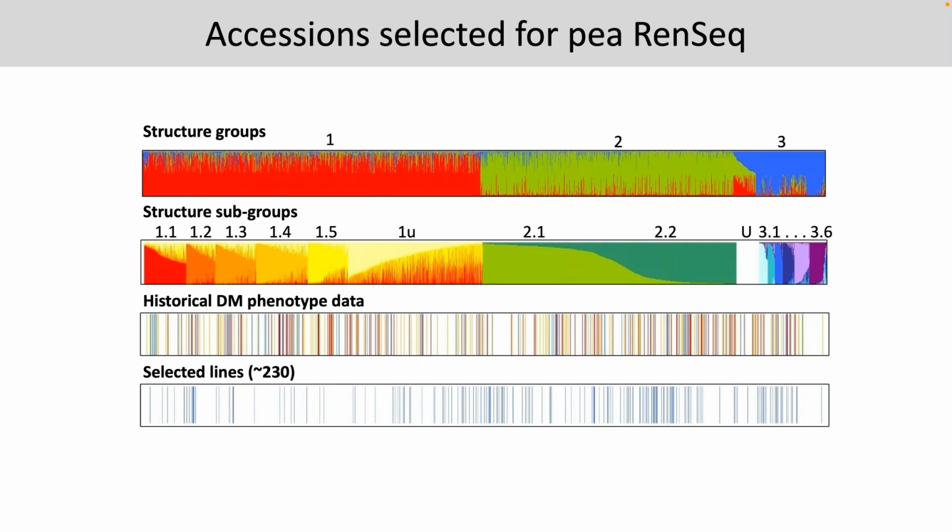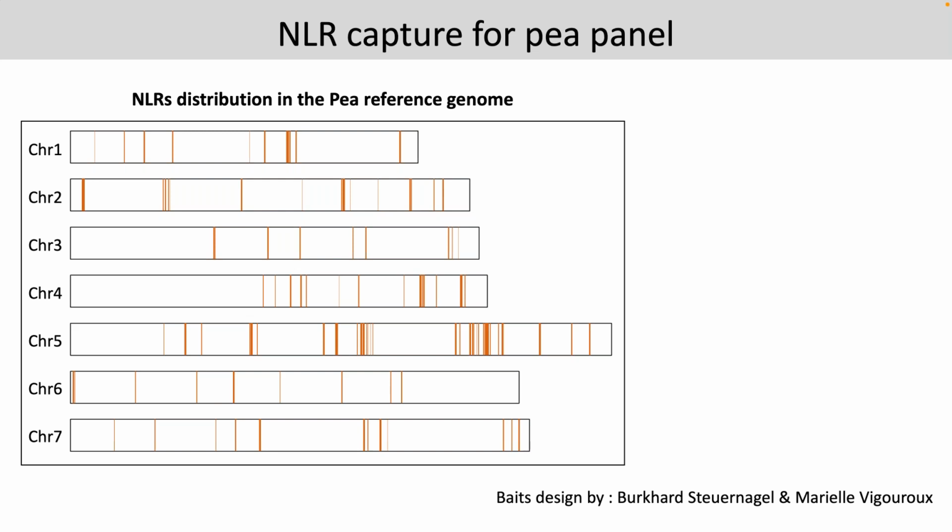These lines were sequenced for their NLRs with RenSeq, done by Arbor Biosciences. Here is an overview of the distribution of NLRs on the 7 chromosomes of pea. This is analysis done on one of the pea reference genomes, Cameor. All 7 chromosomes have NLRs distributed across them, except for the short arm of chromosome 3 and 4, which look a bit sparse. These are about 185 NLRs from the Cameor genome.